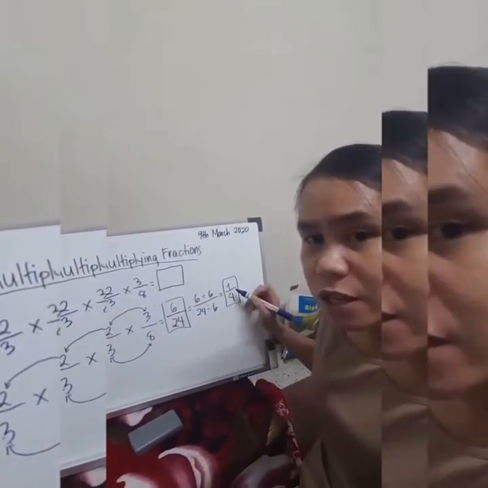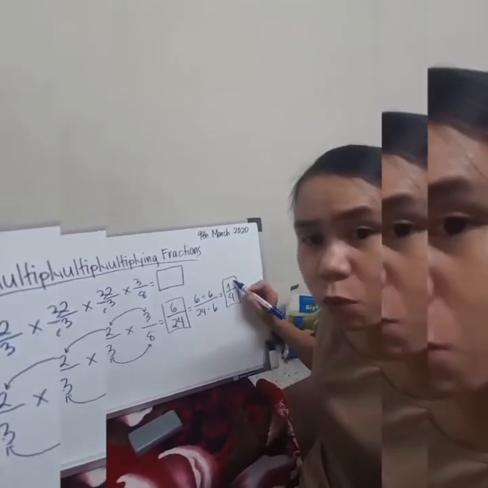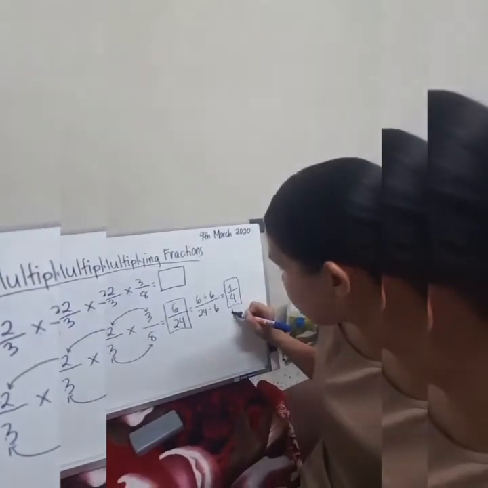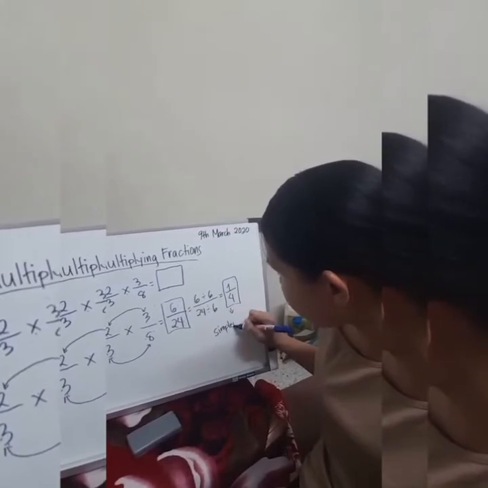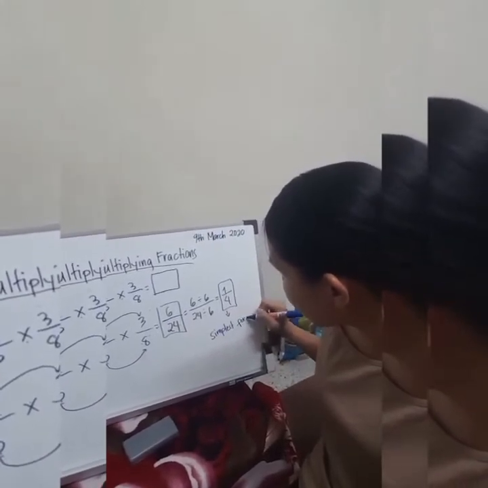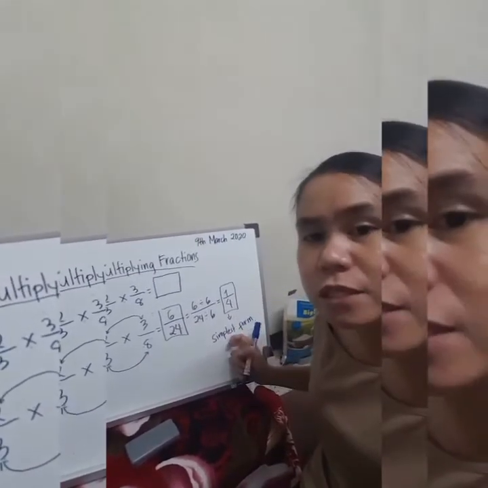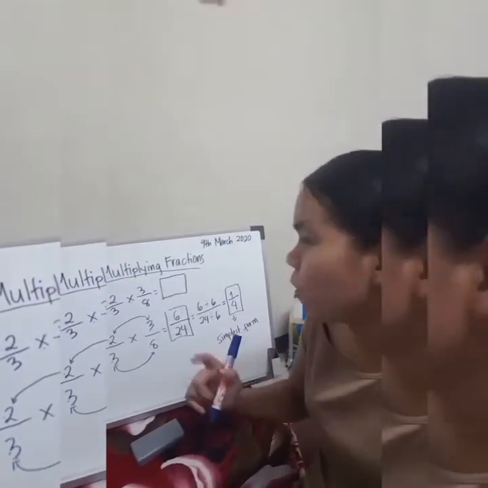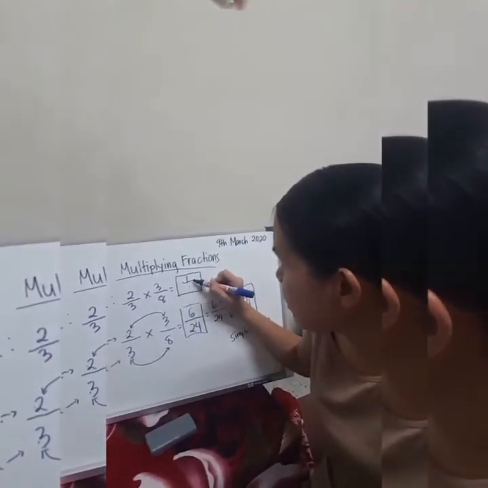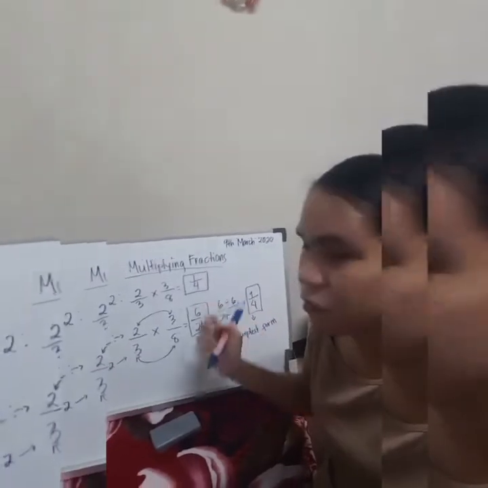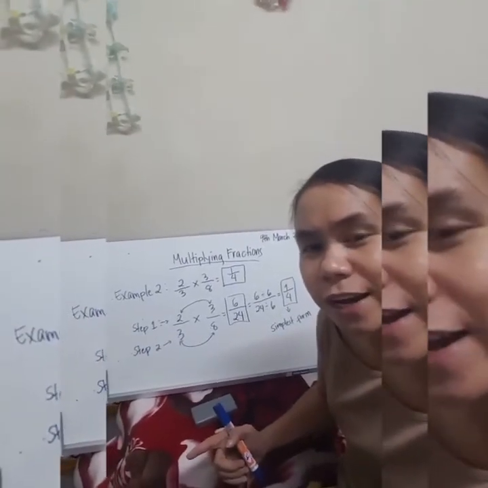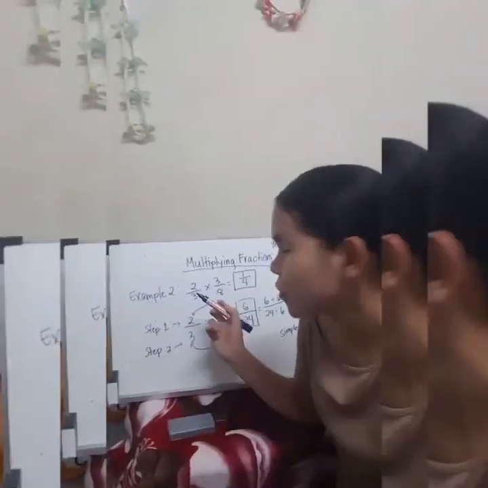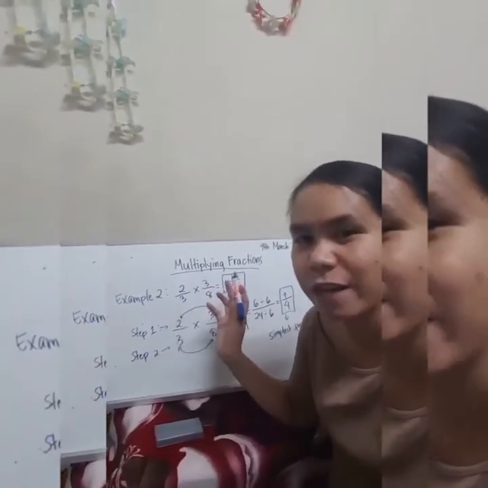But the final answer is 1 over 4 because this is what we call the simplest form. Your answer is in the simplest form. So you got already the answer here, 1 over 4. Did you learn today, guys? So, don't forget, multiplying fractions.